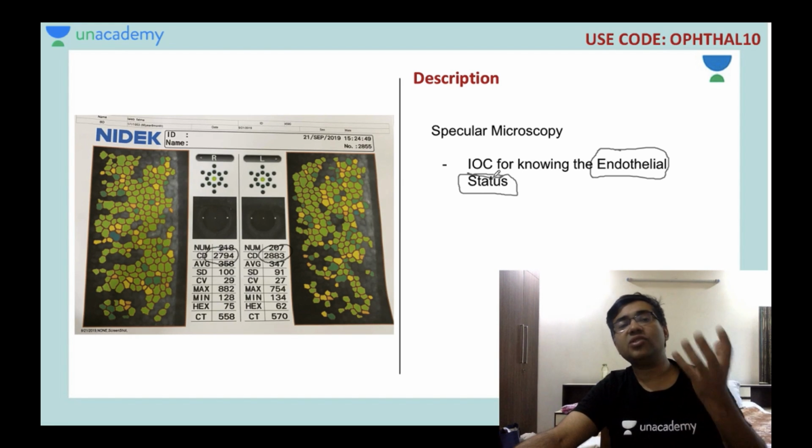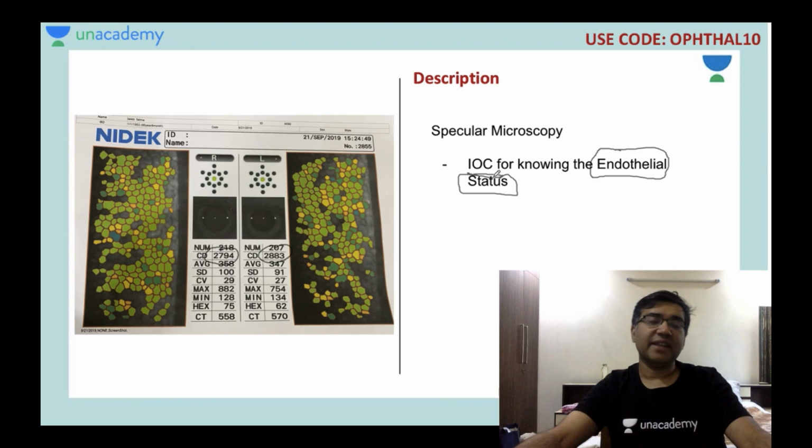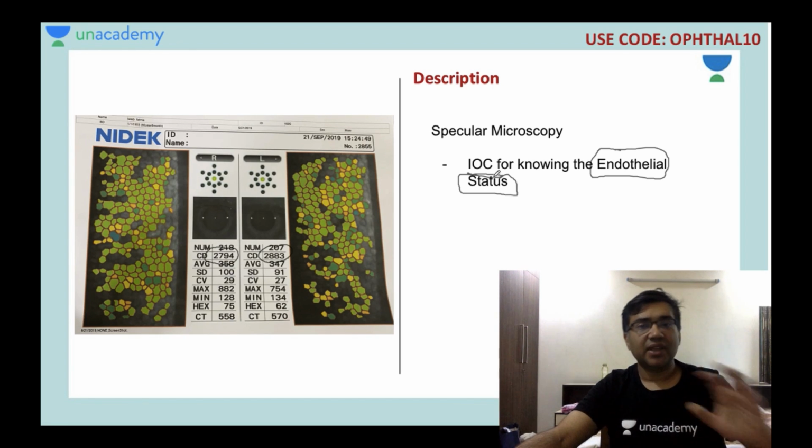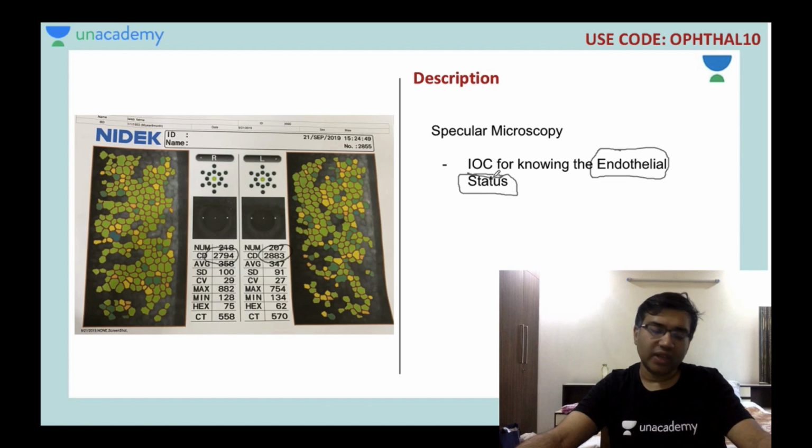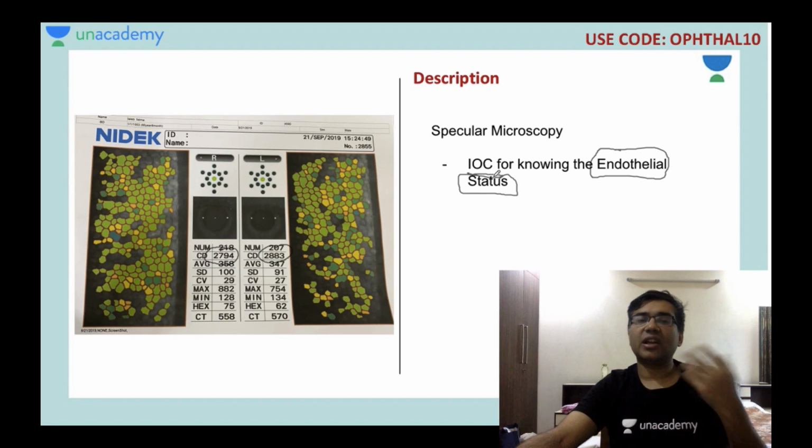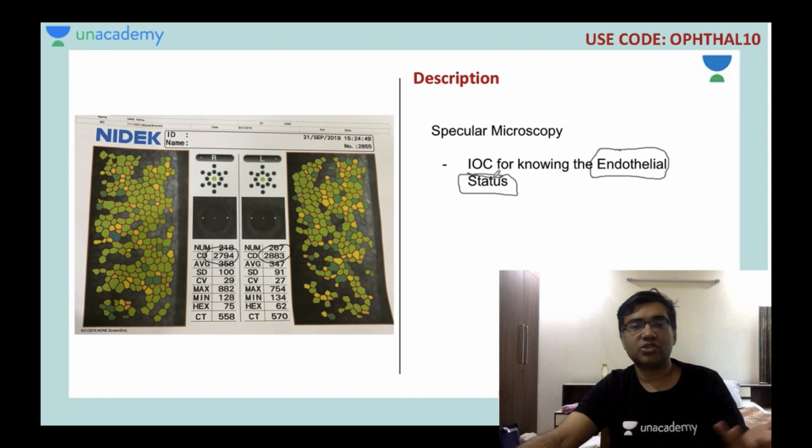So the transparency of the cornea is basically there because of the endothelium. So if the endothelium is deranged, let's say after a uveitis, or with age, or after an intraocular surgery, or after an endothelial dystrophy like Fuchs dystrophy or congenital hereditary endothelial dystrophy, then specular microscopy can tell you what the specular count or the endothelial count is.